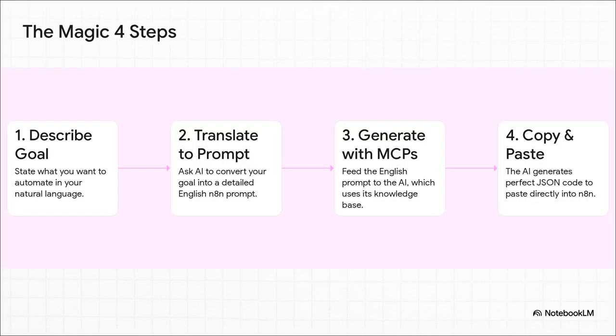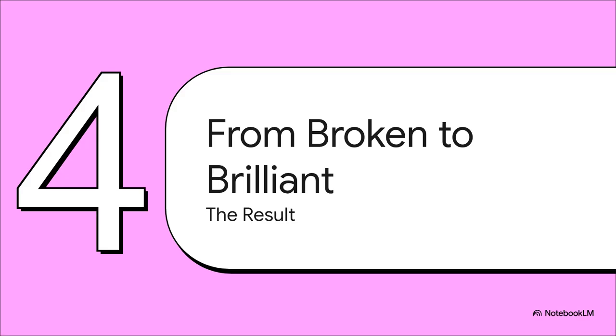So that leads us to this magic four-step process. It's actually super simple. 1, describe what you want. 2, ask the AI to translate that into a detailed English prompt just for n8n. 3, give that new English prompt back to the AI, making sure it can use those MCPs we talked about. And then step 4, the AI just spits out this perfect block of code. All you do is copy it, paste it into n8n, and that's it. You're done. Okay, so what does this actually look like in the real world?